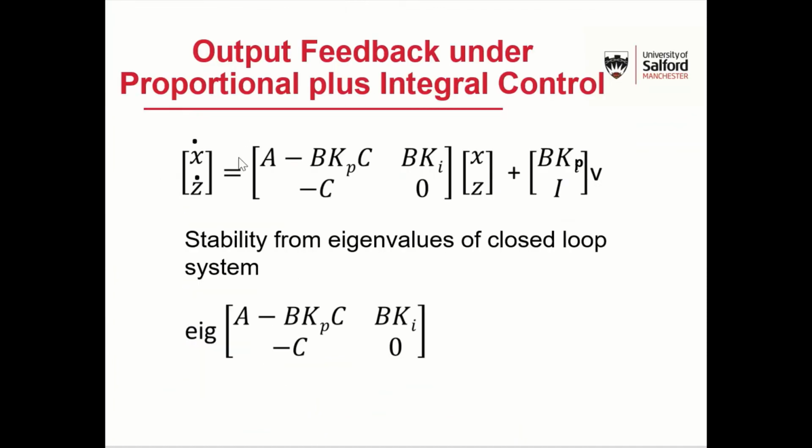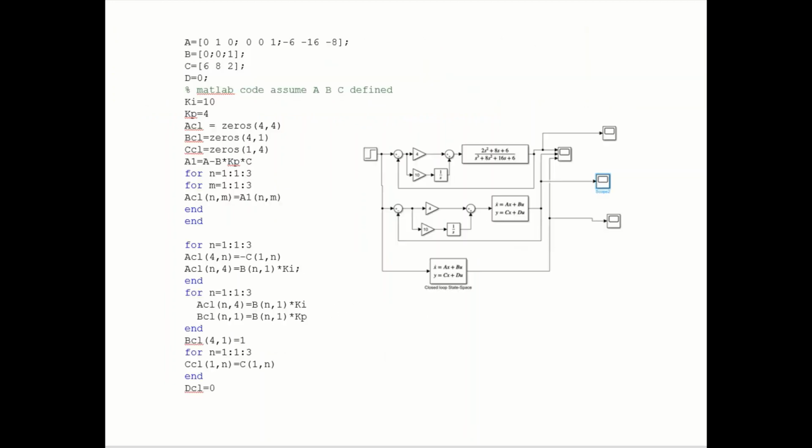So this is now our proportional plus integral closed loop state space equations. A minus BKPC, BKI, BKP, minus C, naught I. This is the closed loop stability, and this is how we could write some MATLAB code to generate these closed loop state space equations under PI control.